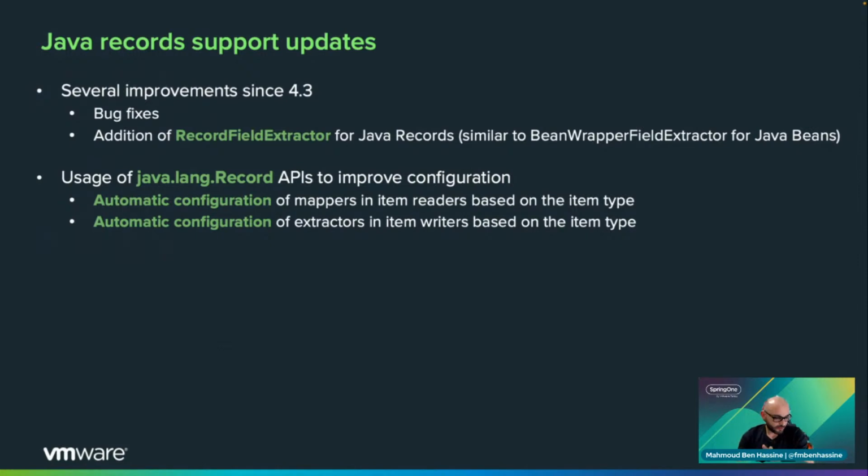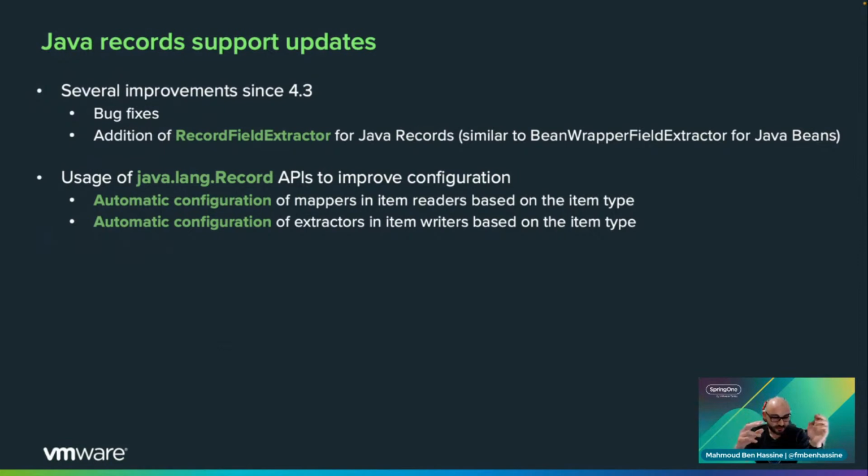For those who are not familiar with these, mappers are what we use when we read data from a flat file or a database. We map data from a raw format to Java objects. So this is where we use mappers, and extractors are, on the other hand, used when we write data from Java objects to a file or a database, and at that time we need to extract fields from objects and marshal them.